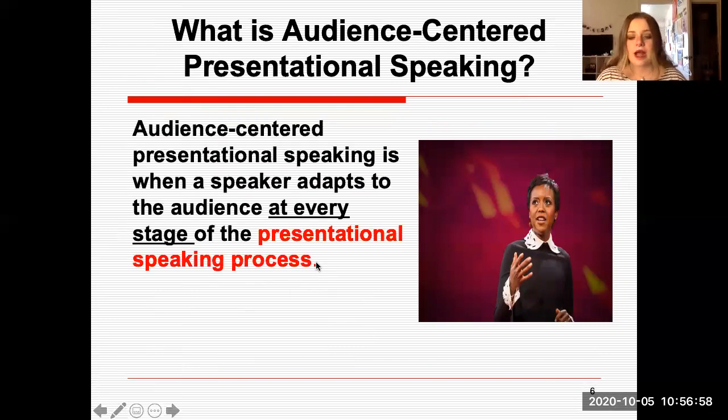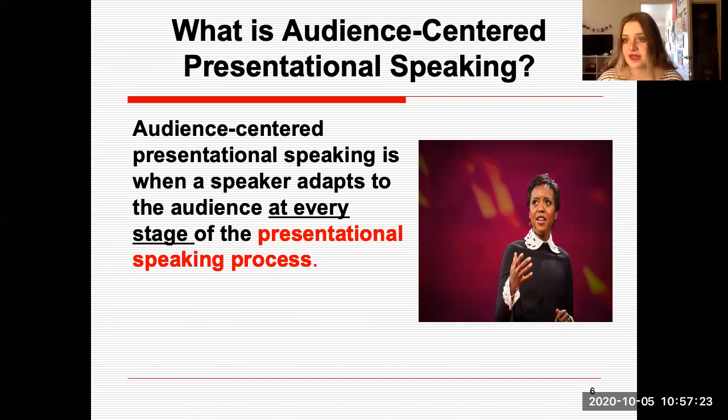While you are making your speech, one thing you always want to take into consideration is your audience, and you always want to be audience centered. Basically that means you want to adapt your speech to your audience throughout the entire process.